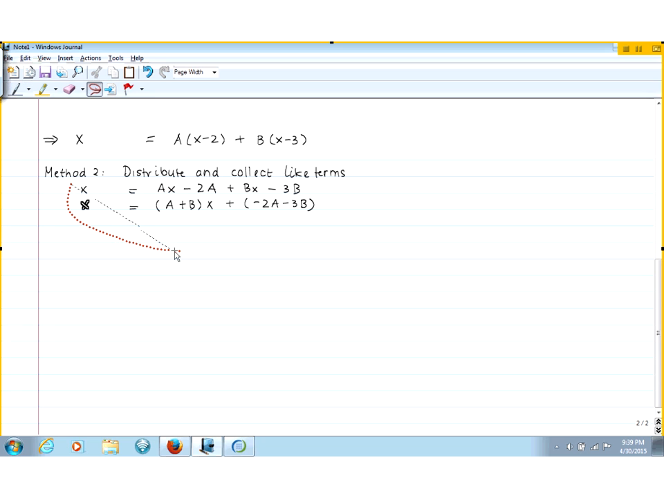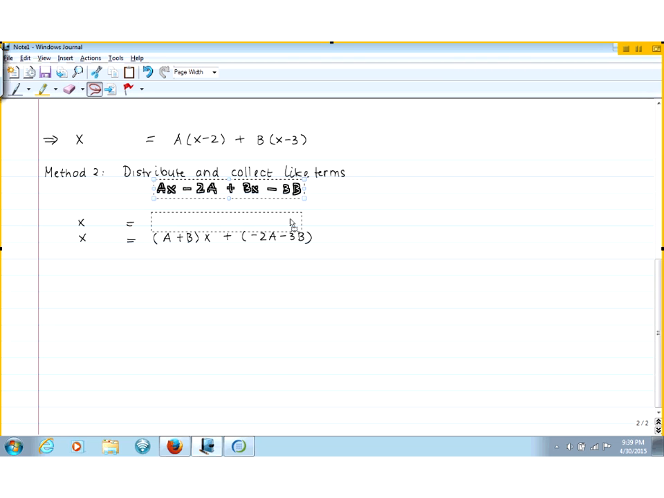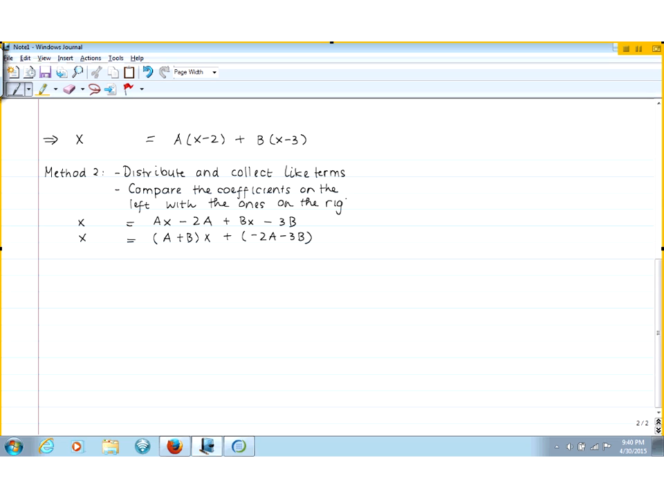Now, here we will compare, so distribute and collect like terms. Maybe I should say compare with the right hand side. Oh, I have to copy these two. Sorry. Bring here. Okay. So distribute and collect like terms and then compare the coefficients on the left with the ones on the right. And then we have some equations.